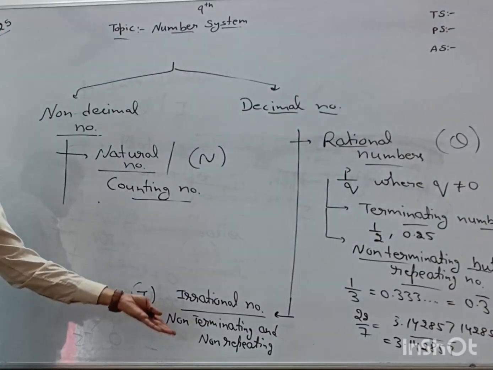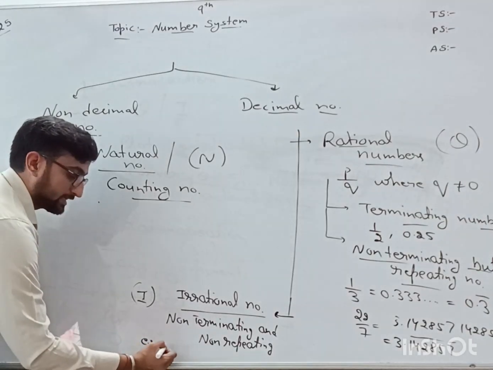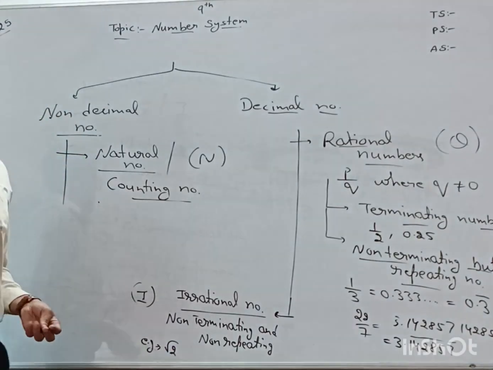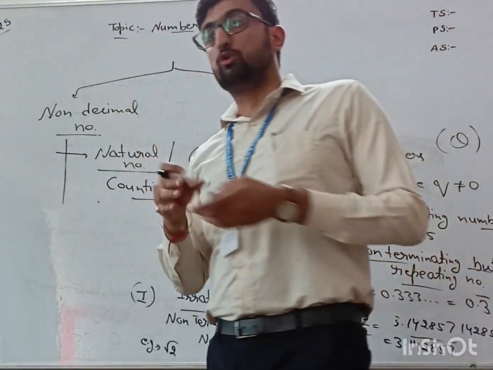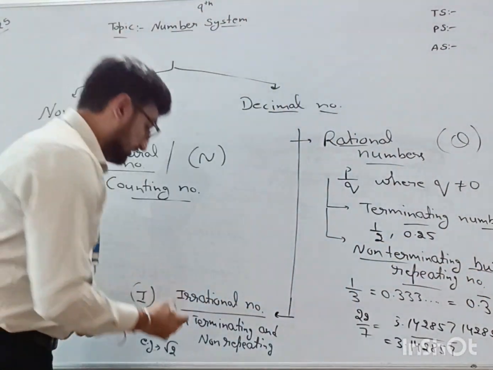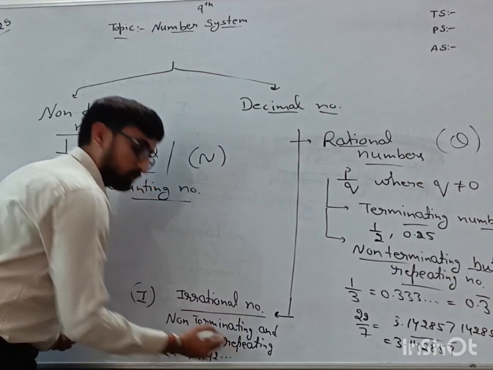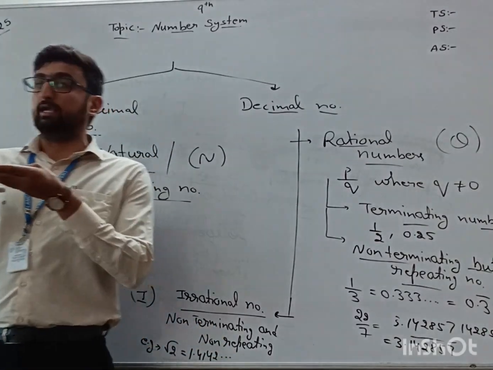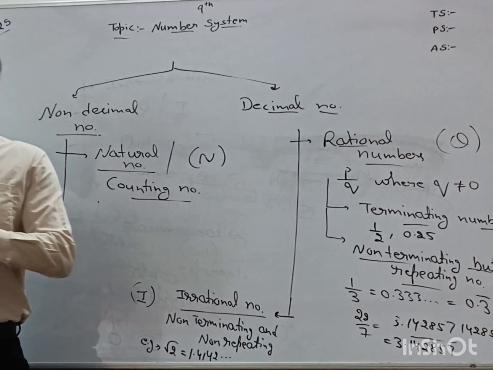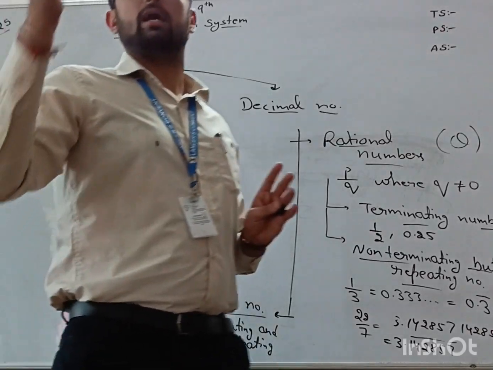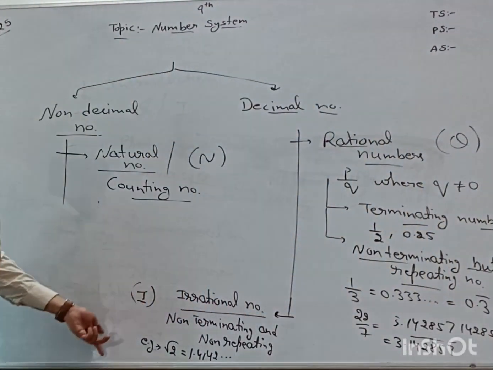Let me take some examples of irrational numbers. The first irrational number we can write is root 2. Root 2 is an irrational number. Why is it irrational? Because if you solve root 2 using the long division method, the number comes out to be 1.4142 and so on, which means after the point the number is neither terminating, it does not end, nor repeating. It neither ends nor repeats. So such numbers are known as irrational numbers.